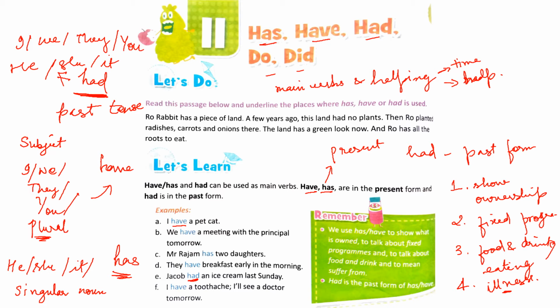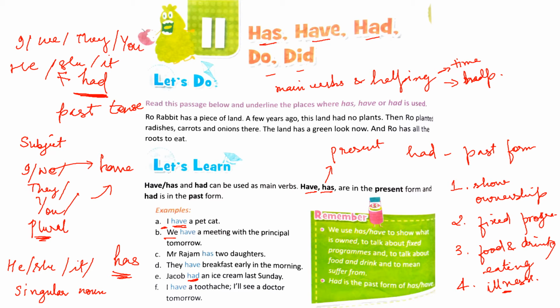As you can note in these examples, I have a pet cat. Here the subject is I, so you have used have in place of has. You will never use has here. You cannot say I has a pet cat. That would be incorrect. With I you always use have. See the next one also. We have a meeting with the principal tomorrow. Here the subject is we, so with we always use have. So we have is right.